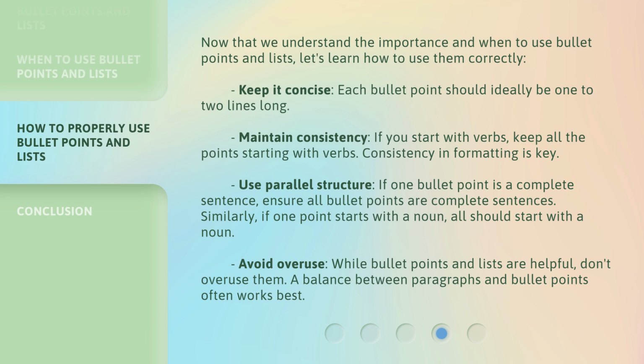Use parallel structure. If one bullet point is a complete sentence, ensure all bullet points are complete sentences. Similarly, if one point starts with a noun, all should start with a noun. Avoid overuse. While bullet points and lists are helpful, don't overuse them. A balance between paragraphs and bullet points often works best.